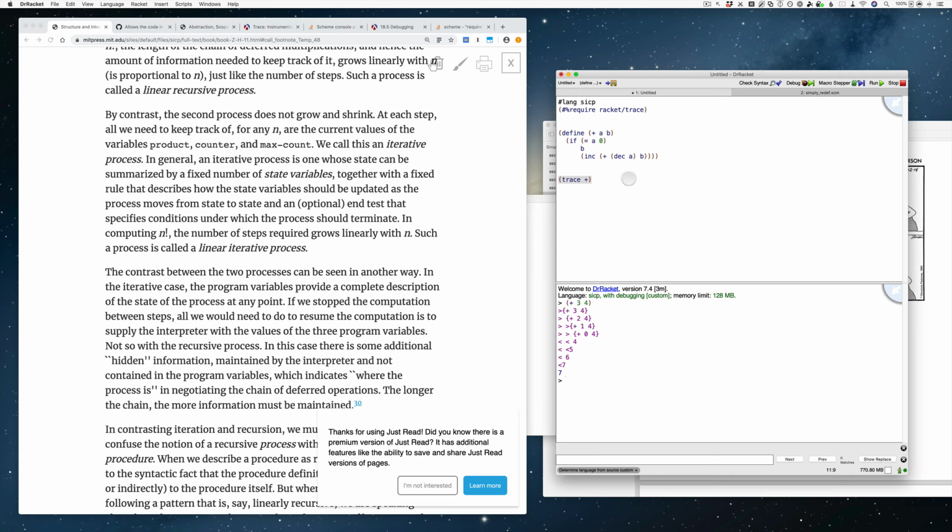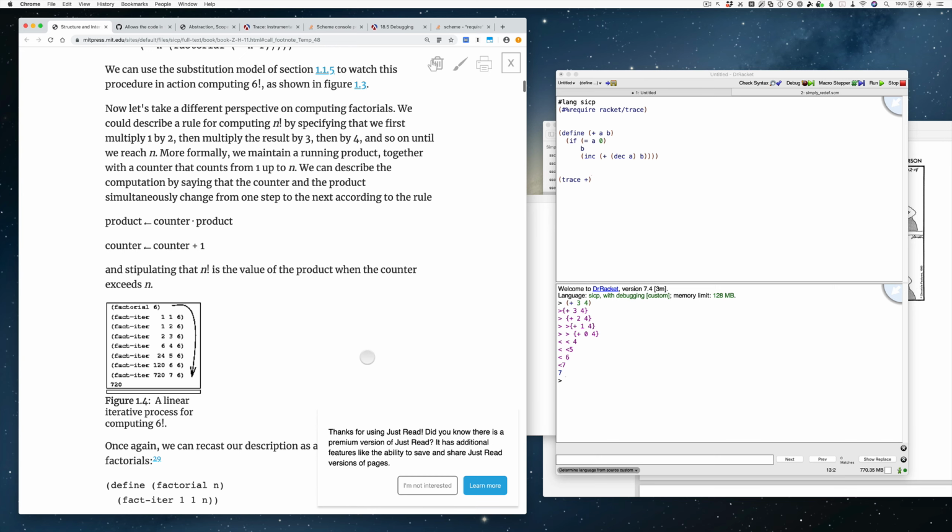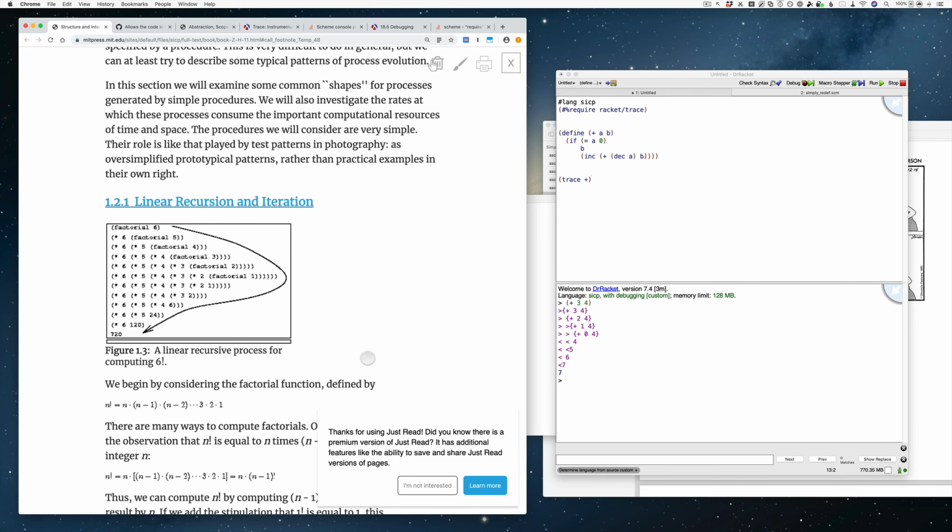I want to really tie it down concretely. The deferred operations here are the incrementing. You see how that all happens at the end? The decrementing happens all in one step, but the incrementing happens at the very end. It's kind of like all the multiplying here.